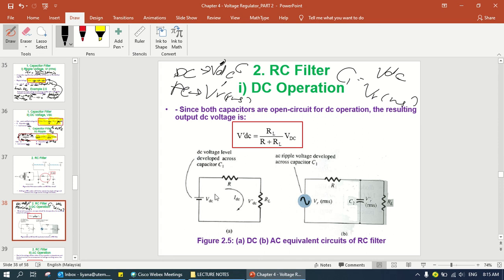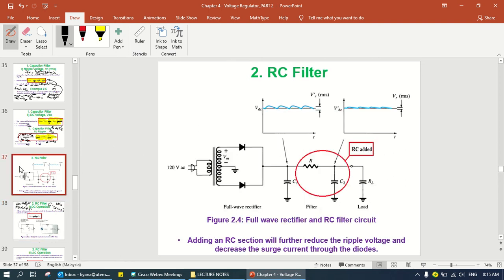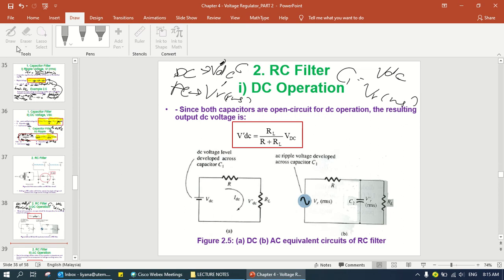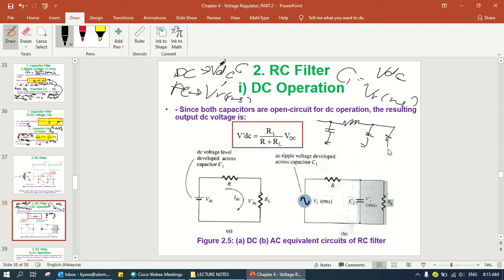So for DC operation, the circuit from this filter, okay. Let me show you. So you have the C, you have R, and C2, and then you have RL. RL is your load. C2, C1, R. So this is from the bridge rectifier. From here you can change to this one for DC operation. From here you can change to here for AC operation.